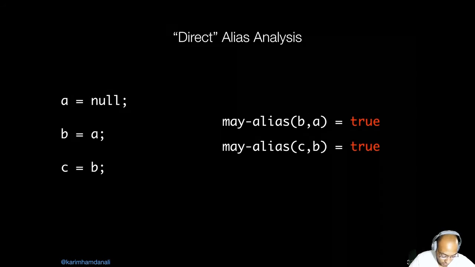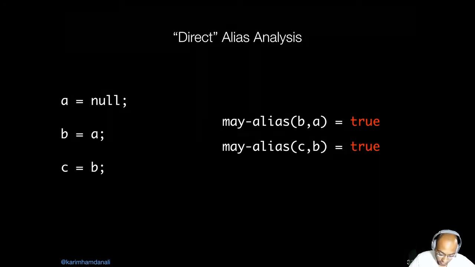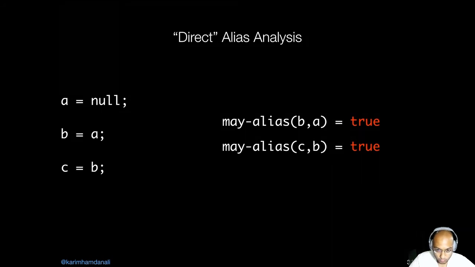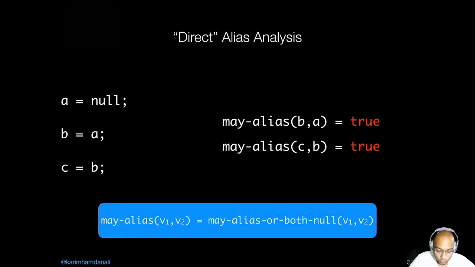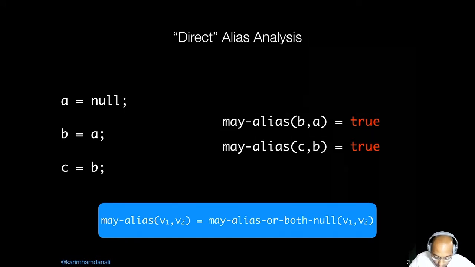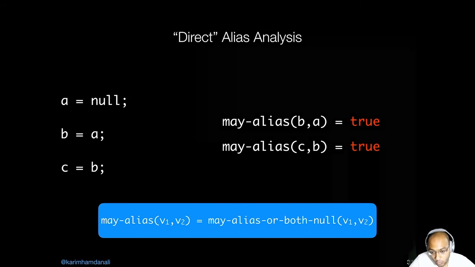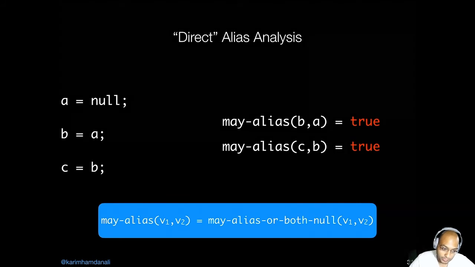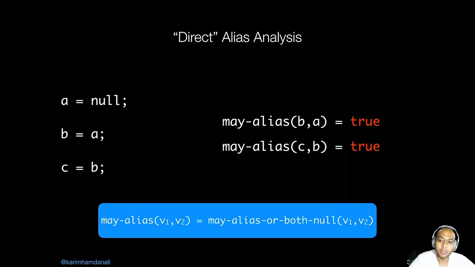Okay. So, generally speaking, one of those common rules of thumb is that if you say may alias v1 and v2, or b and a here, you really mean they may alias or both are null. The both-are-null part is usually ignored. We really mean that they do may alias.